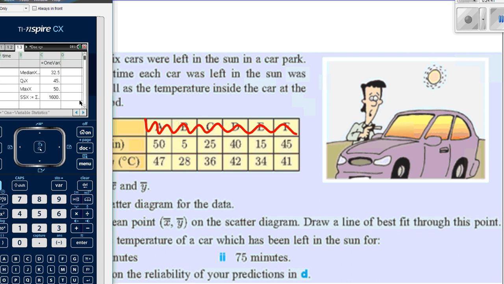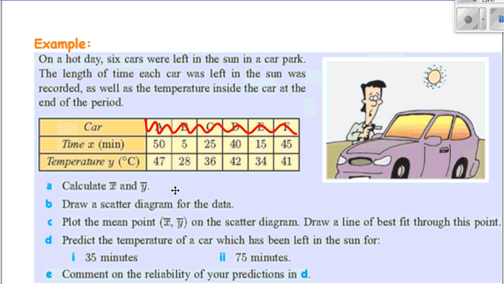But the only thing from that we needed was the mean. So we know that our mean of X is 30. So that's what we've got from doing all of that. Okay, so the mean of X equals 30.